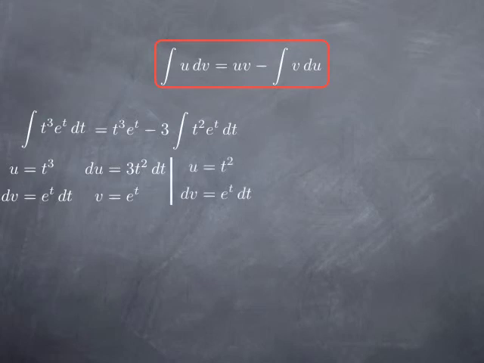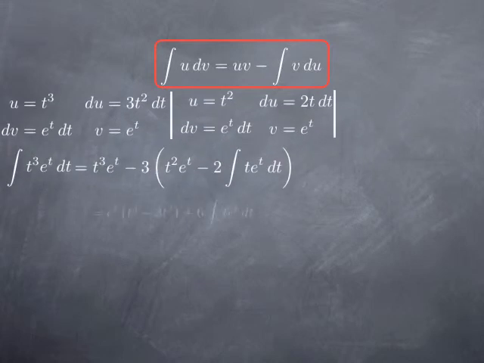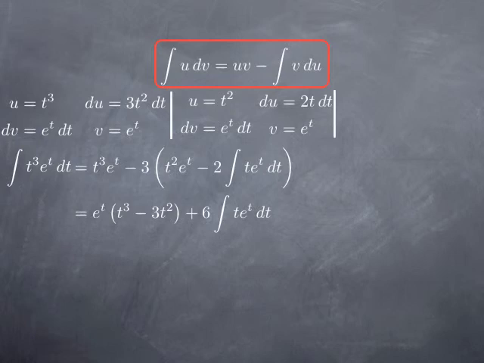Differentiating t squared, integrating e to the t. Derivative of u is 2t dt, and antiderivative of e to the t is e to the t. So we get t cubed e to the t minus 3 times what we obtain using the integration by parts formula on this second integral, namely uv, that's t squared e to the t, minus v du, that's 2 integral of t e to the t dt. So that simplifies as e to the t multiplied by t cubed minus 3t squared, plus 6 integral of t e to the t.